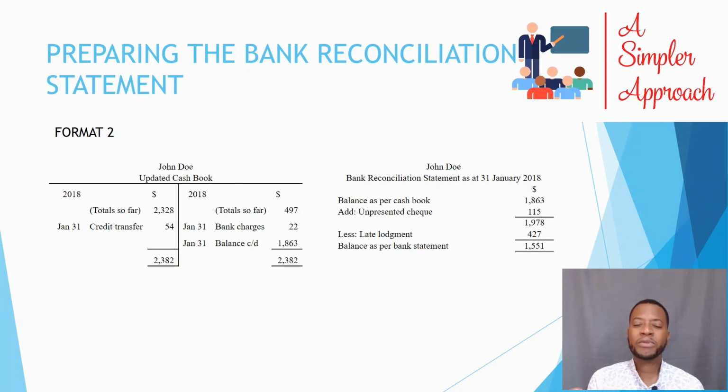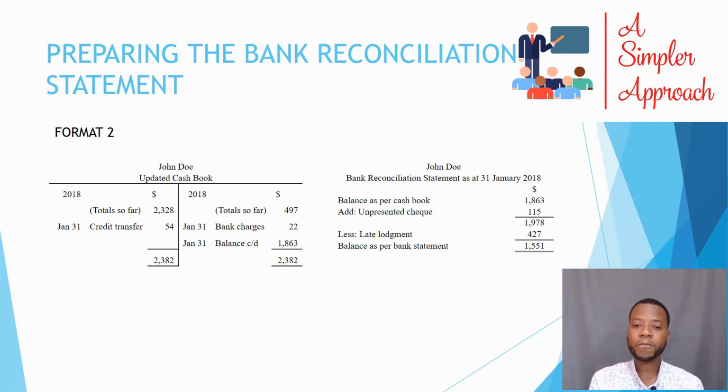Credit transfer represents funds that was deposited to our account. Naturally, we're receiving money, so that would be a debit entry. Bank charges, we're paying money to keep the account running. Naturally, that would be a credit entry. There you have it. Totals thus far represents all the items that were originally in the cash book, with the exception of balance CD, because balance CD is going to change because we are now adding stuff in it. So naturally, balance CD is going to change.